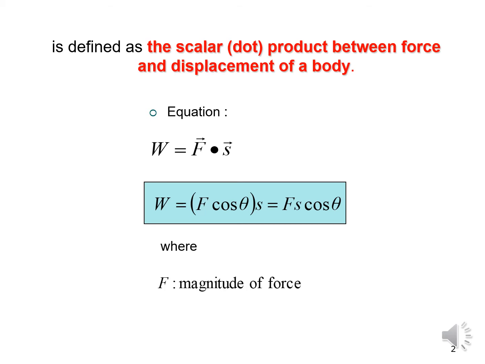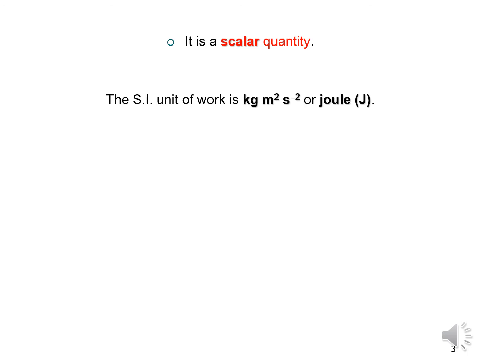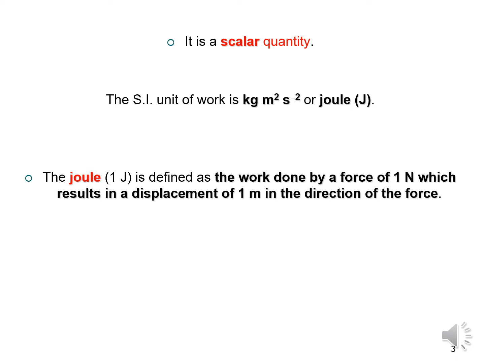By expanding the dot product we will end up with W = F s cos theta, where F is the magnitude of the force, s is the displacement experienced by the body, and theta is the angle between force and displacement. Work done is a scalar quantity, and the SI unit is the joule. 1 joule is defined as the work done by a force of 1 Newton, which results in a displacement of 1 meter in the direction of the force. That means the displacement and force should be in the same direction.